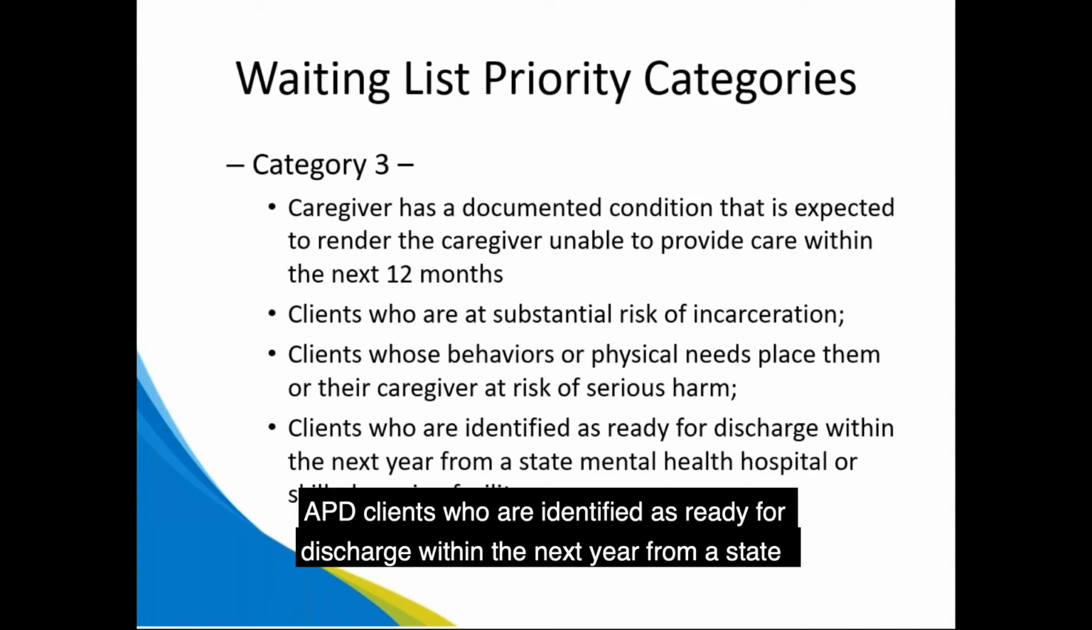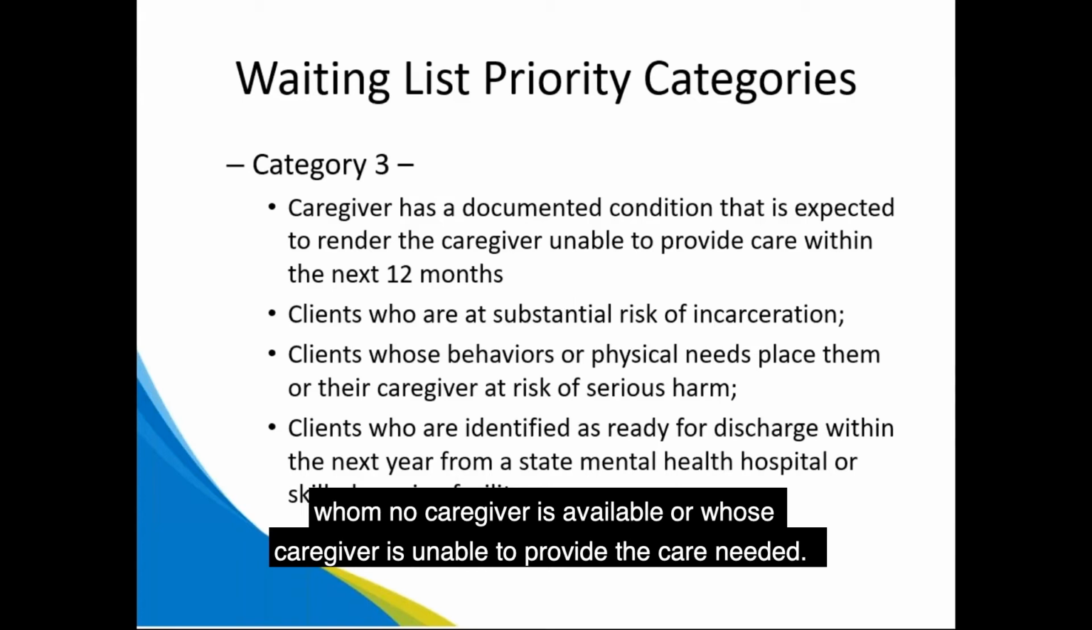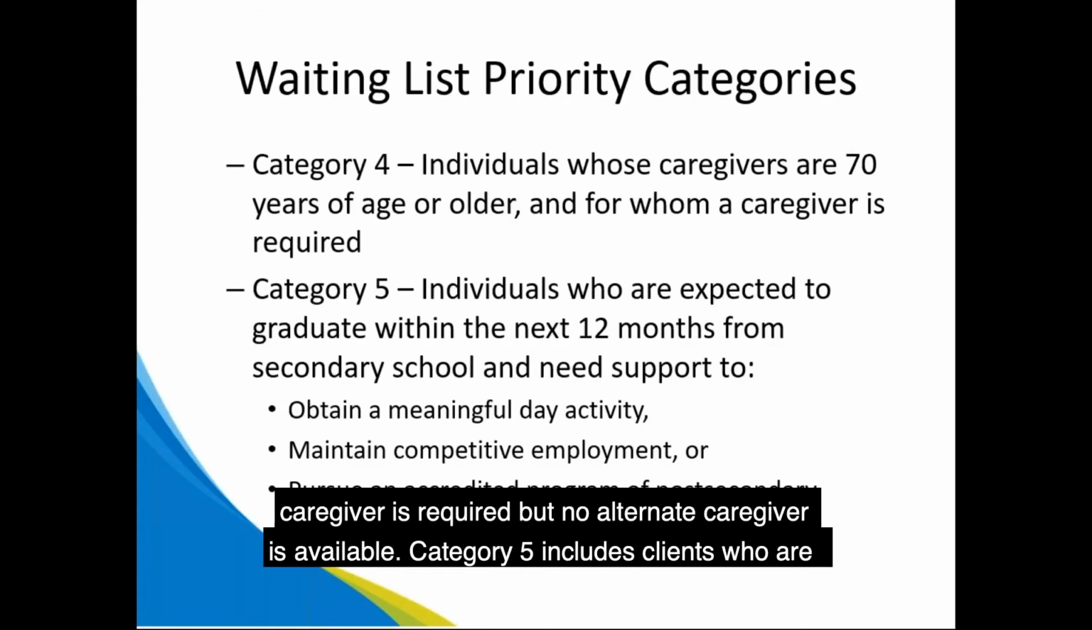APD clients who are identified as ready for discharge within the next year from a state mental health hospital or skilled nursing facility and who require a caregiver, but for whom no caregiver is available, or whose caregiver is unable to provide the care needed. Category 4 includes clients whose caregivers are 70 years of age or older and for whom a caregiver is required, but no alternate caregiver is available.